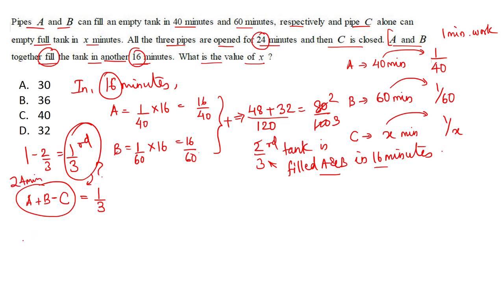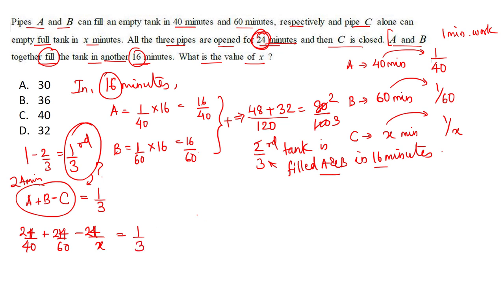So, now, in 1 minute, how much work is done by A? 1 by 40. By B, 1 by 60. And by C, minus 1 by X. Why minus? Because C is emptying the tank. All three of them are open for 24 minutes, as given. So, in 24 minutes, work done by A is 24 by 40, by B is 24 by 60, and by C is 24 by X. That will be equal to 1 by 3.